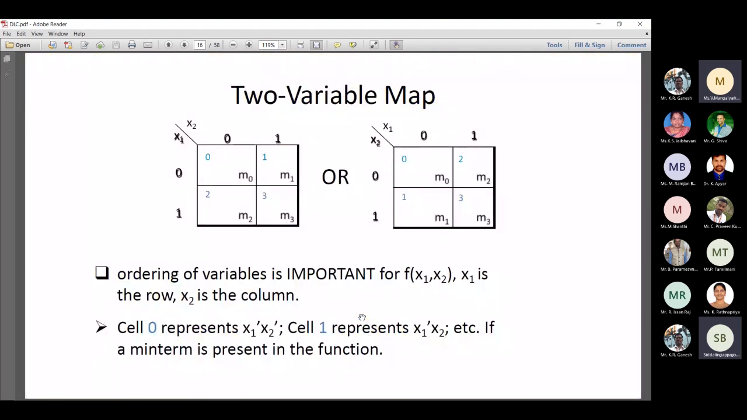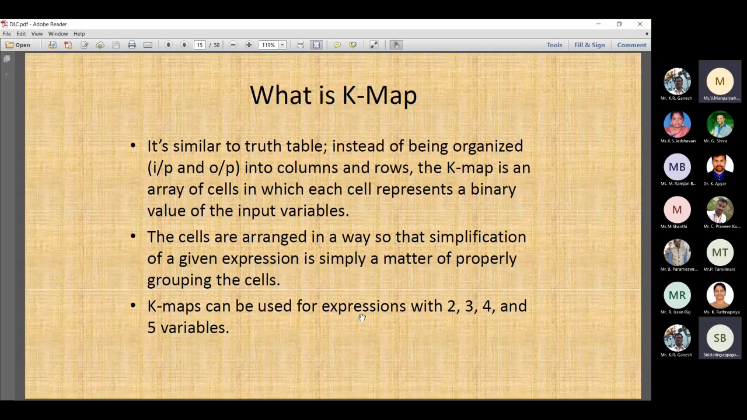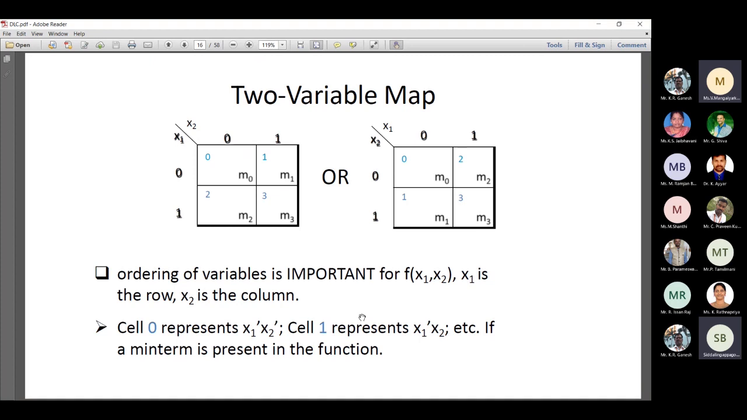K-map is very important. There are different ways of representing a K-map. This is a graphical representation, and K-maps are used to simplify Boolean expressions, right? There are 2 variable, 3 variable, 4 variable, and 5 variable K-maps, right?